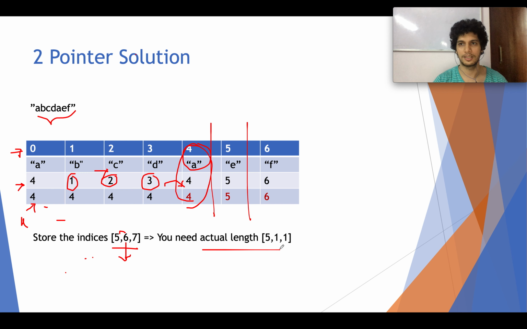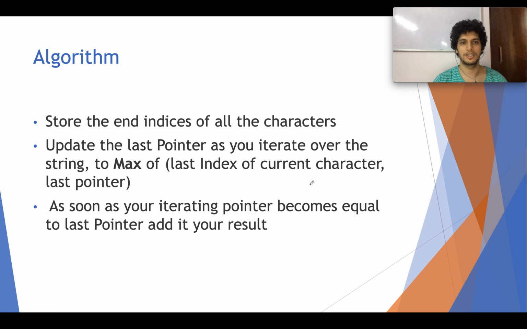So this is pretty simple. Let me just explain what all steps are included. Store the last indexes of all the characters. Update the last pointer as you iterate over this string.